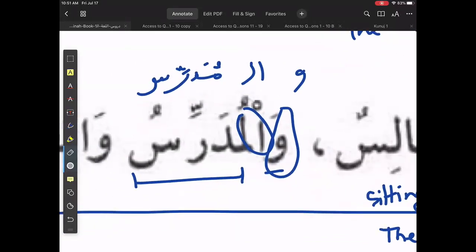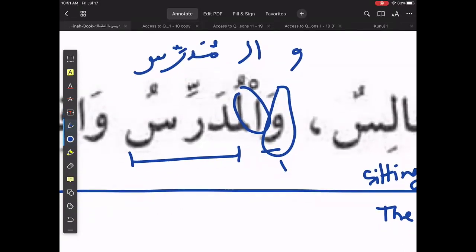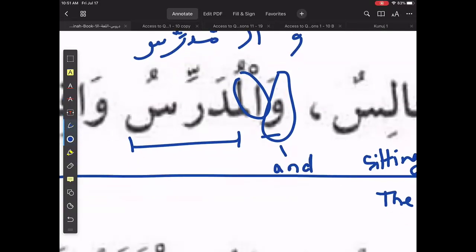Okay, so now you have to translate. This is wow. Now you understand this is definitely not the wow that is part of the word. It's "and", and we have the mudarris. Mudarris is a what? Anybody? Teacher? Yes, the teacher. Okay, what's the question?